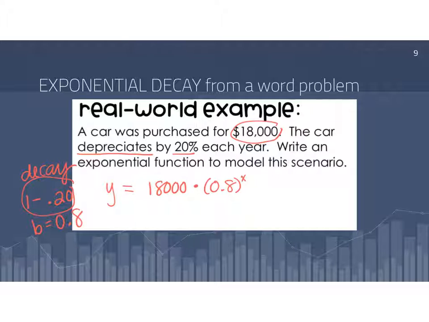So just remember that if you're given a rate of growth, if it's going up, it's 1 plus the rate. If it's going down, it's 1 minus the rate.